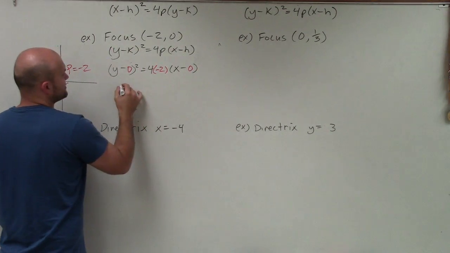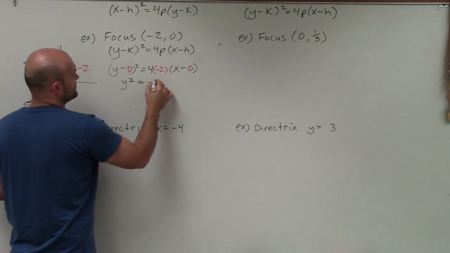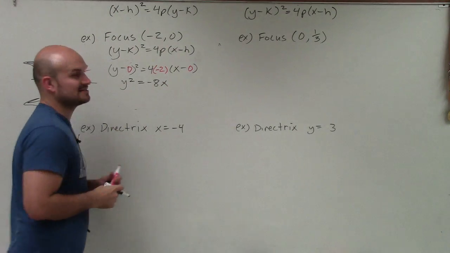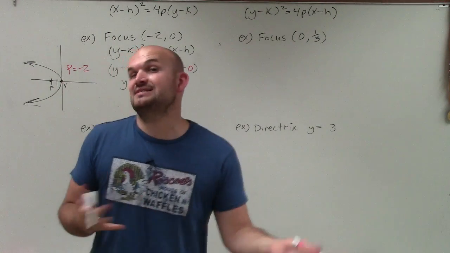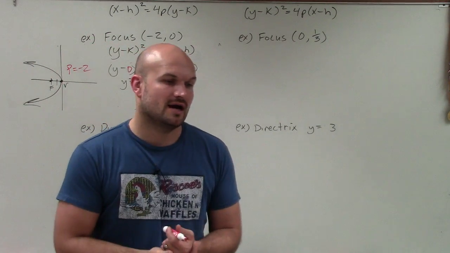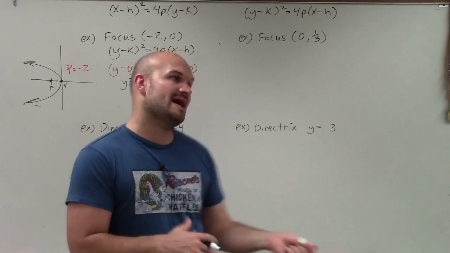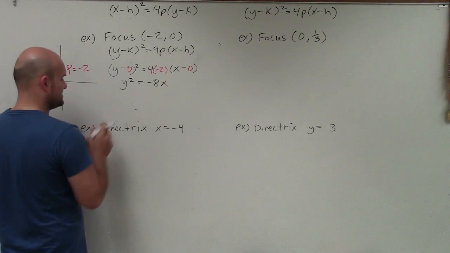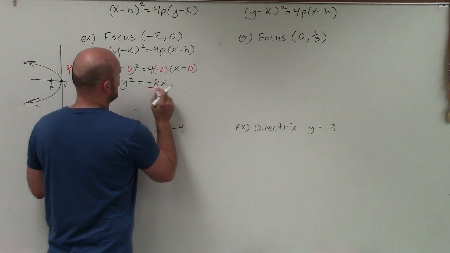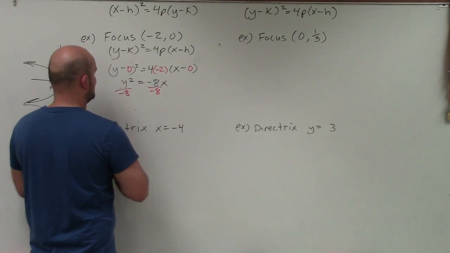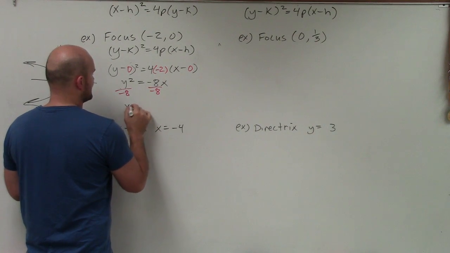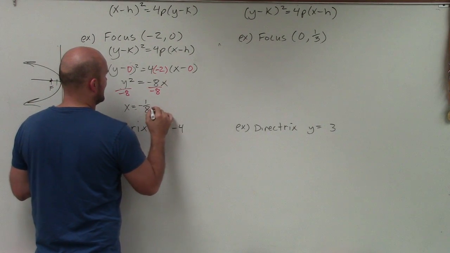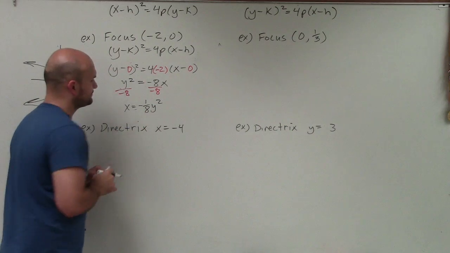Now I can go ahead and simplify. That gives me y squared equals -8x. Now, that's in the conic section form. You might see your answer, though, or your teacher might want it in standard form. When that's the case, what we want to do is solve for our linear variable, which in this case is x. To do that, I'm just going to divide by -8 on both sides. And what I obtain is x equals -1/8 y squared.